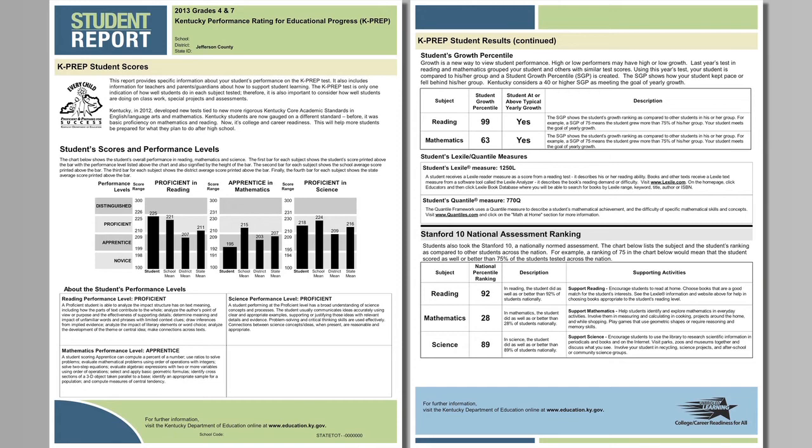And that's it. 2 pages that provide you with an idea of how your student is performing in the classroom. Again, remember, this is just one data point, but a very important data point. And it's important to be active in your student's learning. Watch for other indicators and talk with teachers to get an overall picture of your student's achievement.